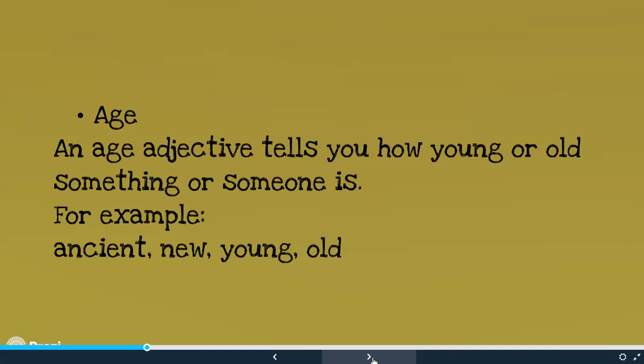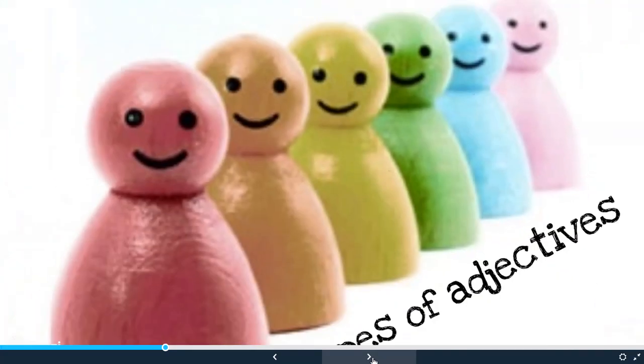And you have young and old, and many other words you can use in describing the age. So let's repeat. At the beginning we use the opinion. Number 2, the size. Number 3, the age. Let's see number 4. What do we have?